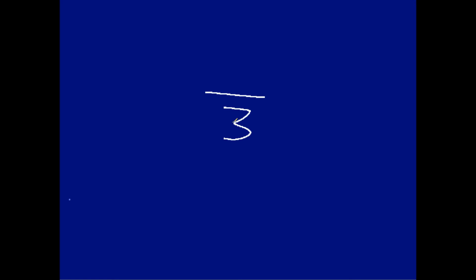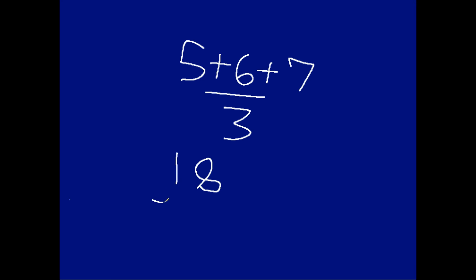Now, the top thing is going to be the summation. And the summation is very, very simple. It's just 5 plus 6 plus 7. That's what it is. So 5 plus 6 is 11. 11 plus 7 is 18. So our actual answer comes out to be 18 over 3.